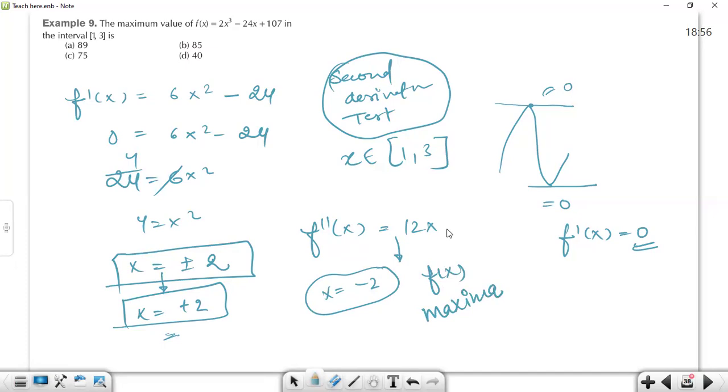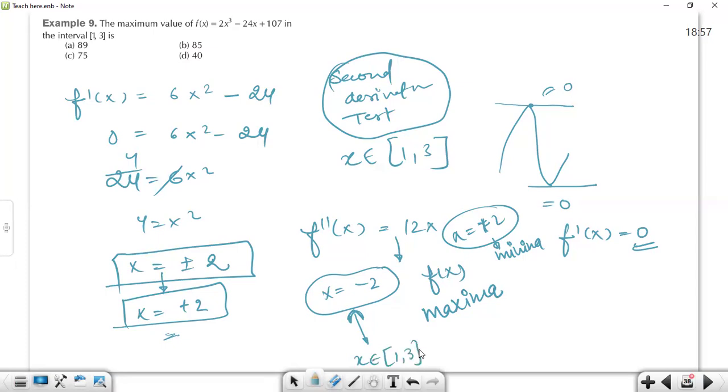Can you see this? For x equals plus 2, the f double dash of x would be positive, and the function will be having minima at plus 2. Now this is a tricky question. Where the function is having maxima, we cannot take it, because that point is not in the given interval.